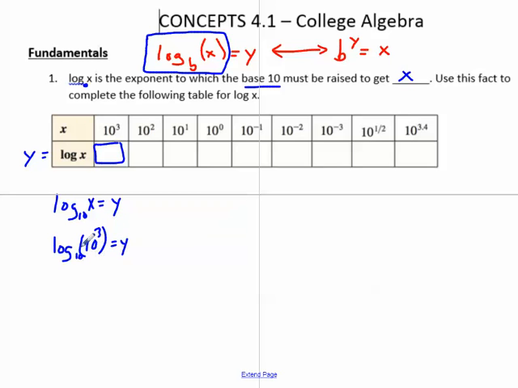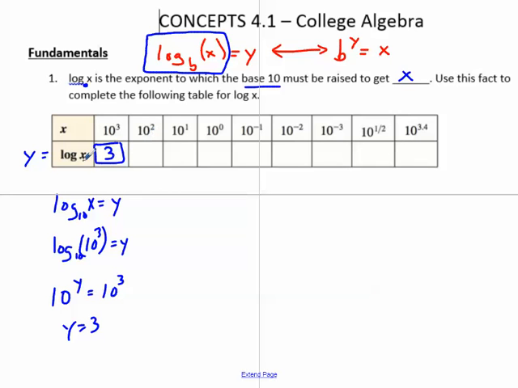By inspection we could maybe do this, but let's set it up going the long way. I'm going to change this log equation into an exponential equation by saying 10 to the yth power equals 10 to the third power. So here's my log statement, here's my exponential statement. 10 to what power equals 10 to the third power? Because the bases are the same, y has to be equal to 3. 10 to the third power equals 10 to the third power, therefore this has to be equal to 3.